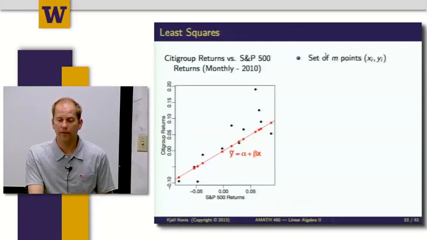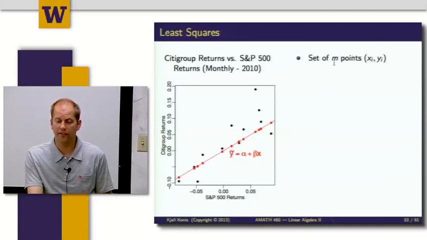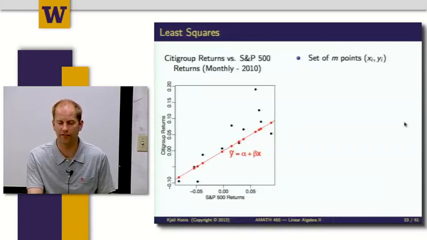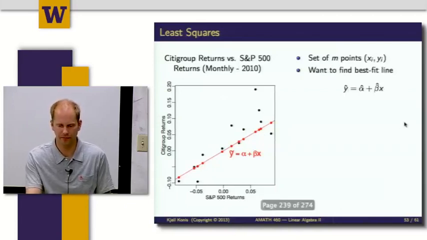So in general, how I'm going to approach this is I'm going to think that I have a set of m points, x_i, y_i. So each dot here, just the x coordinate, suppose this dot up here was the fifth point, then x5 would be the x coordinate of this dot. y5 would be the y coordinate of that dot. So I have this set of m points, so there's m dots here. Since these are monthly returns from 2010, there will be 12 dots. So m will be equal to 12.